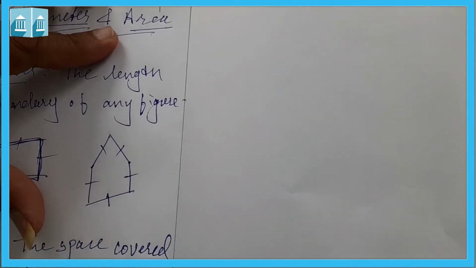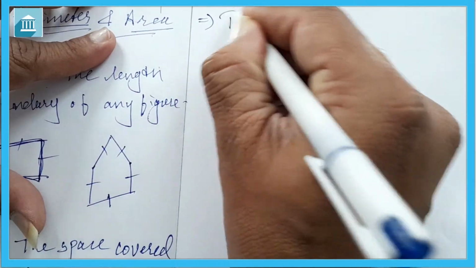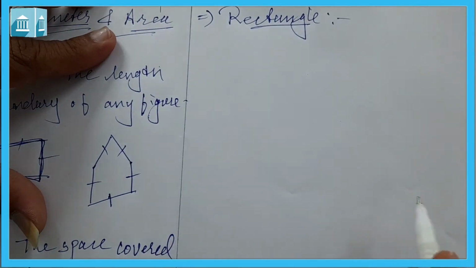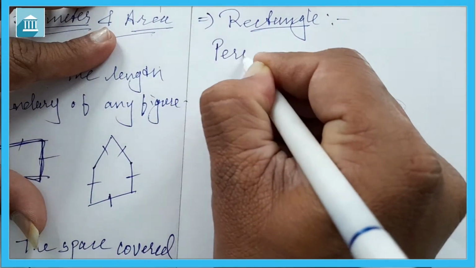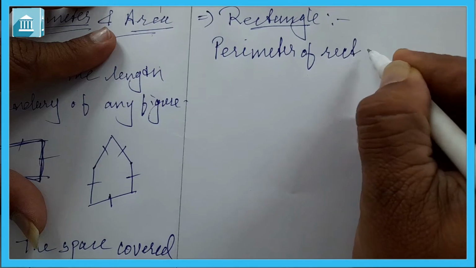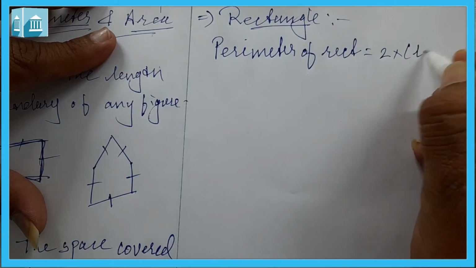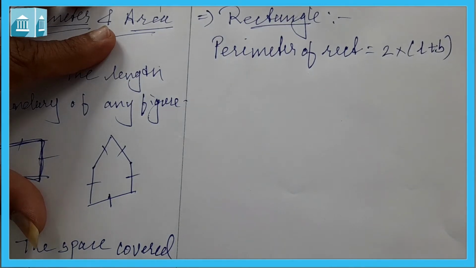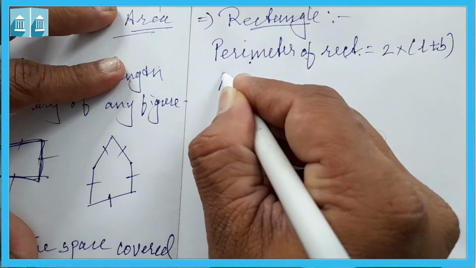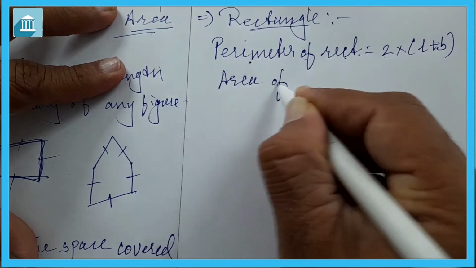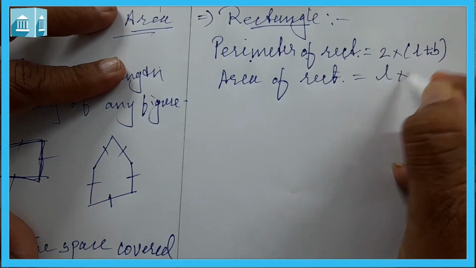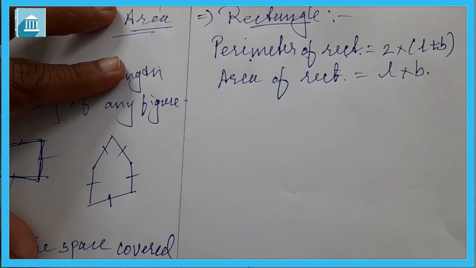Let us begin with the perimeter and area of a rectangle. Perimeter of rectangle is equal to 2 into (L plus B). This you are studying from 4th standard. Perimeter of rectangle is equal to 2 into (L plus B). Then area of rectangle is equal to L into B.